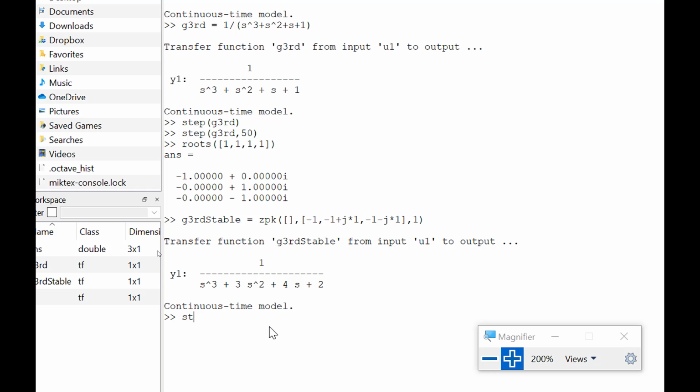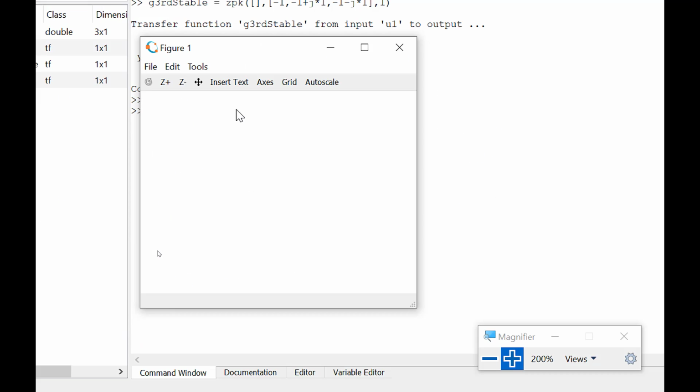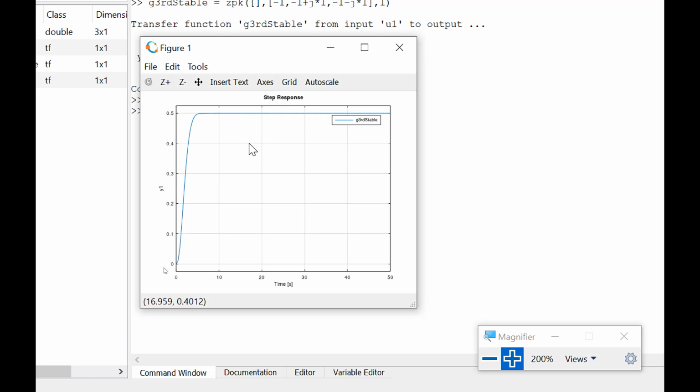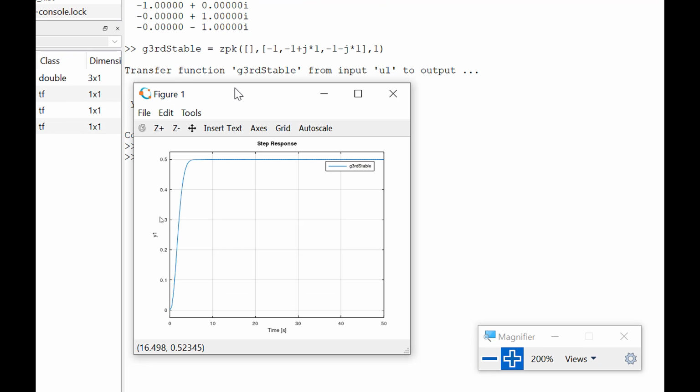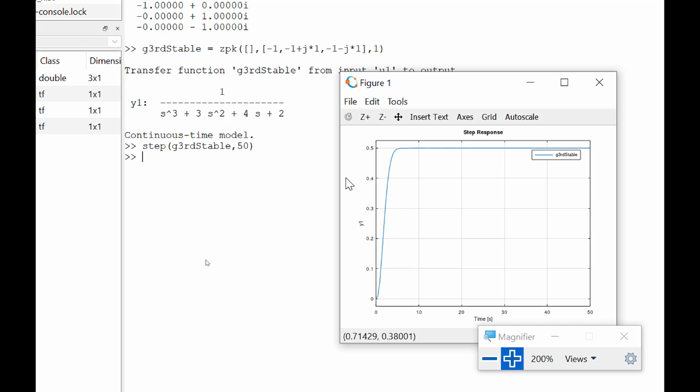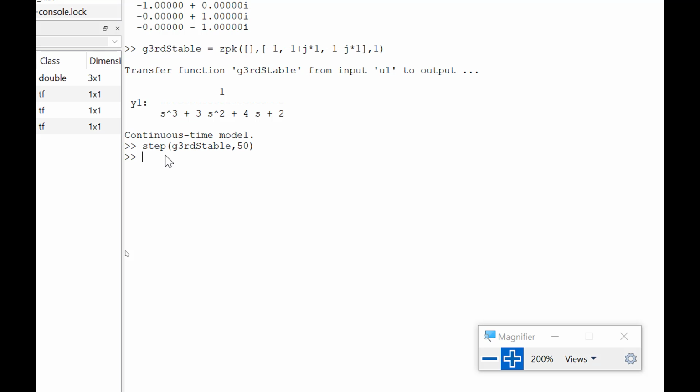Now if I do a step on G third stable, let's run it for 50 seconds. It's stable, so it didn't go crazy. In fact, it doesn't even look like it oscillates. It has to oscillate somehow, and maybe the oscillations are hidden because it's dominated by the real pole. But the point here is that it's a stable system. It doesn't go crazy.